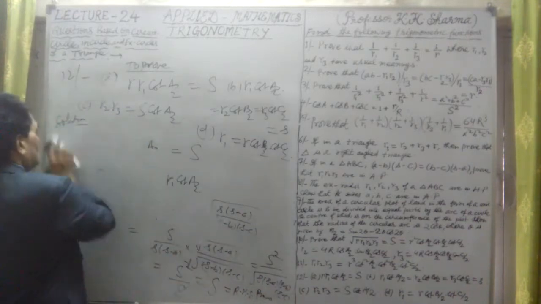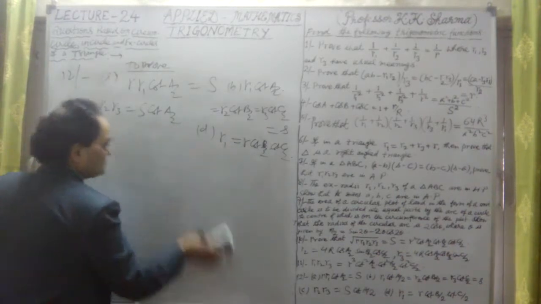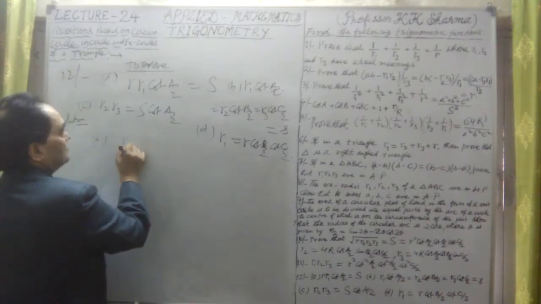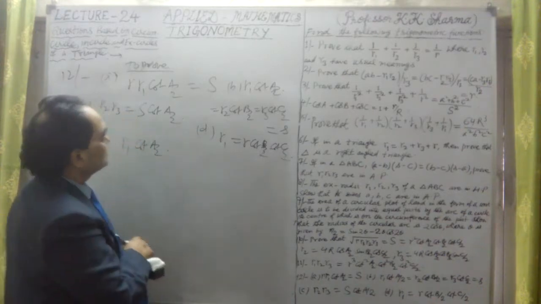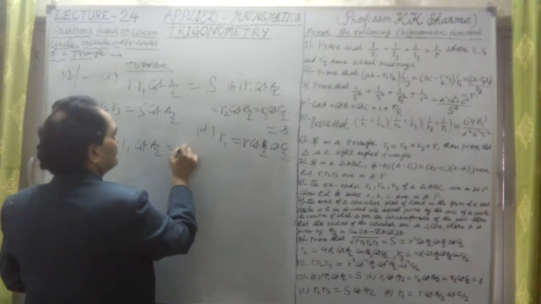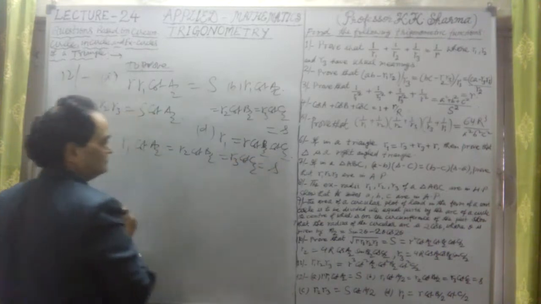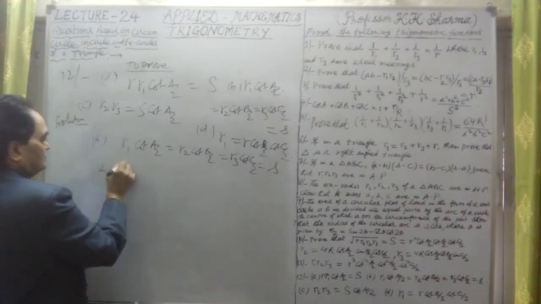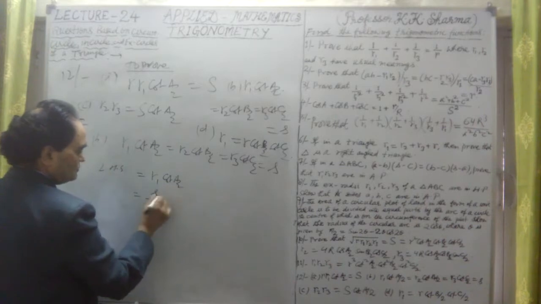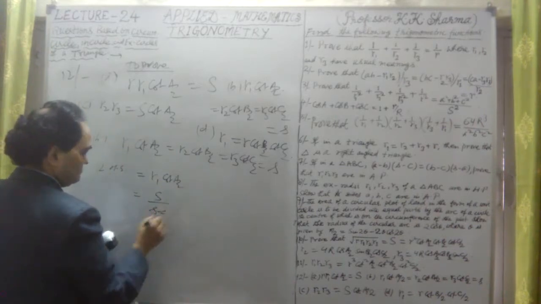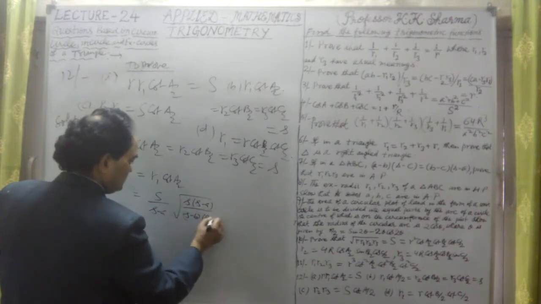Okay, so this is the first part, or A part. Good. Let me take now B part of this. What is B part here? Now B part is to prove that R1 into cot A by 2 is equal to R2 into cot B by 2 is equal to R3 into cot C by 2 is equal to small s. Let me take first left hand side, which is R1 into cot A by 2. R1 value is capital S upon s minus a. Now cot A by 2 is under root s into s minus a upon s minus b into s minus c.